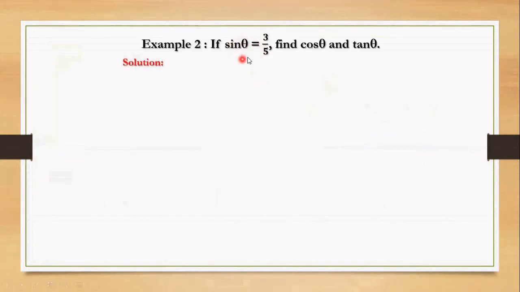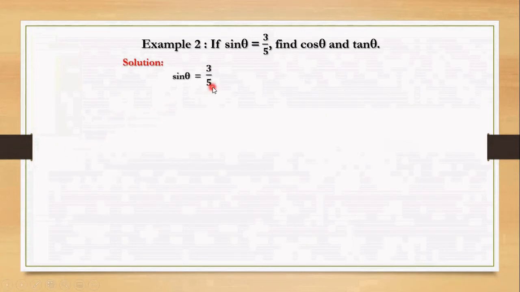Here, one ratio is given, that is sine theta equals 3 by 5. You have to find two more ratios for the same angle theta, that is, you have to find cos theta and tan theta. Let's find it. Given sine theta equals 3 by 5.